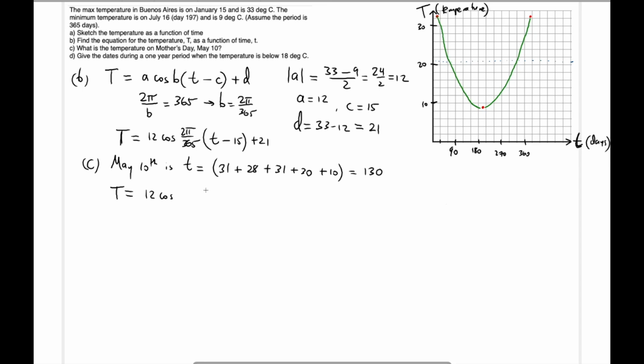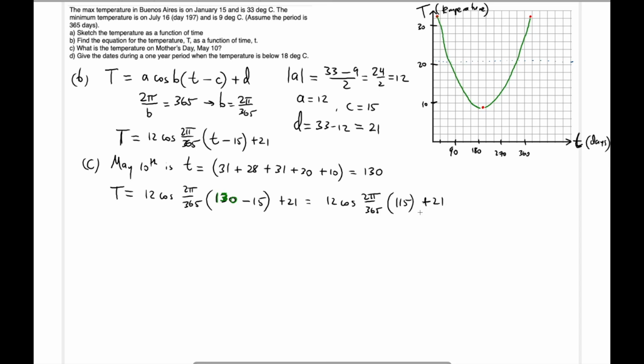All right, so it's going to be cosine 2 pi over 365 times 130. Let's label it in green. 130 minus 15 plus 21. So what is that giving us? That gives us cosine 2 pi over 365. Okay, what is this going to be? That's going to be 115 plus 21, okay?